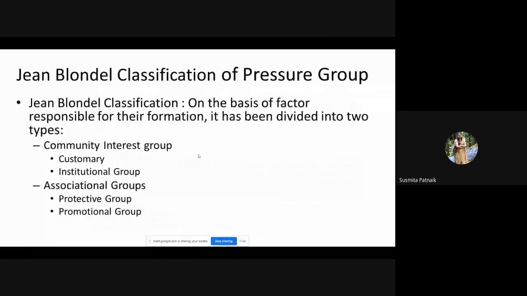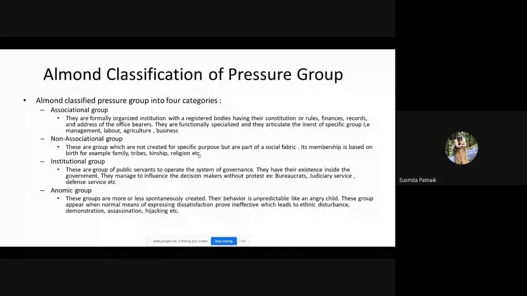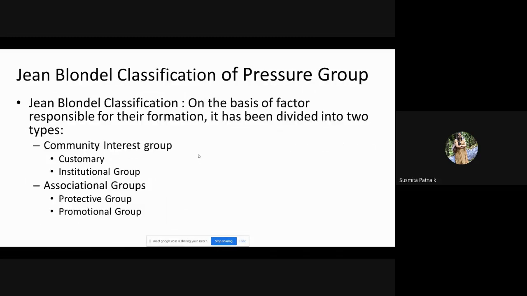Almond has classified pressure groups into four categories: associational, non-associational, institutional, and anomic. While Jean Blondel has classified them on the basis of their formation, or the factors responsible for their formation, into two types: community interest groups and associational groups. Community interest groups are again divided into two types: customary and institutional groups. The associational groups are again divided into two types: protective groups and promotional groups.